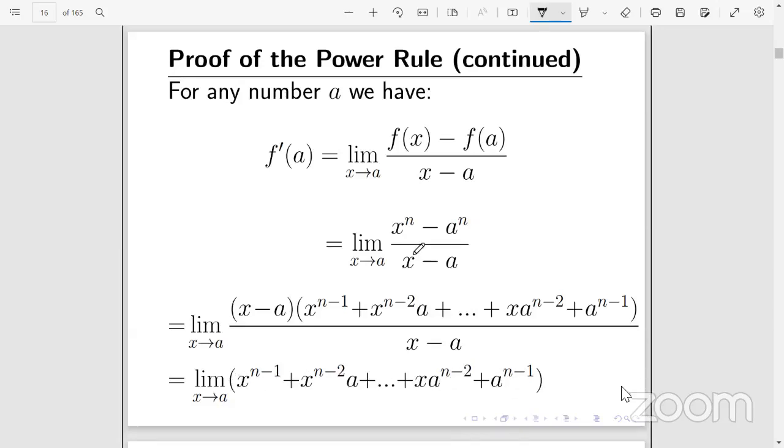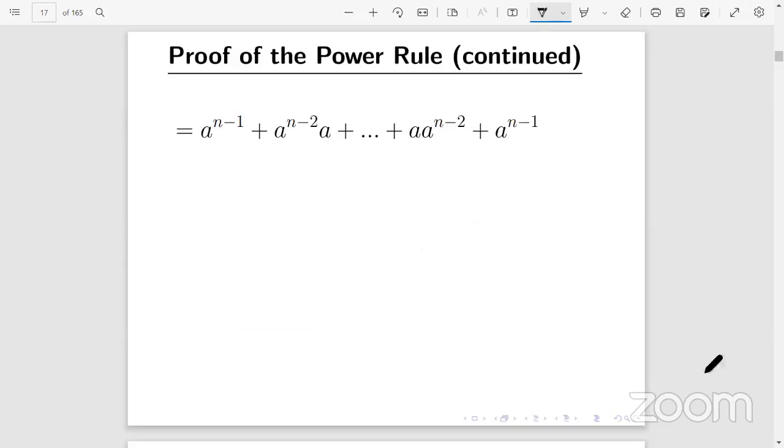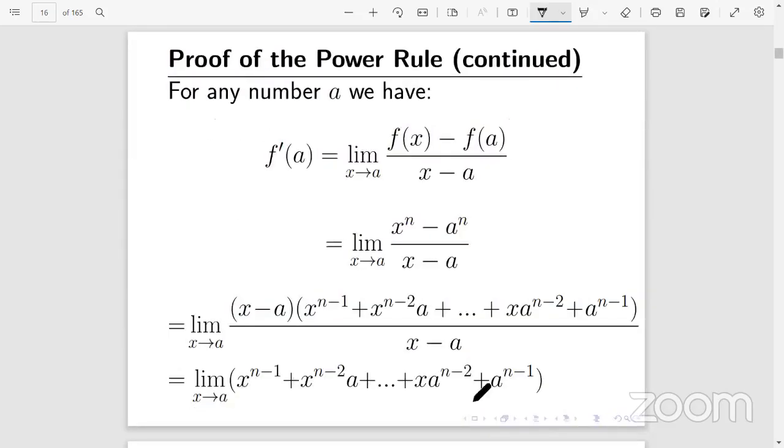So substituting there, this is what we end up with. But remember that x is approaching a, so since we have nothing undefined here, it means we can substitute x equals a, because when we substitute x equals a, we don't have anywhere where we have undefined. So here we end up with a to the power n, a to the power n minus 2 times a, just like that.